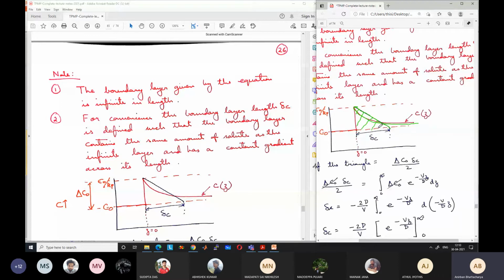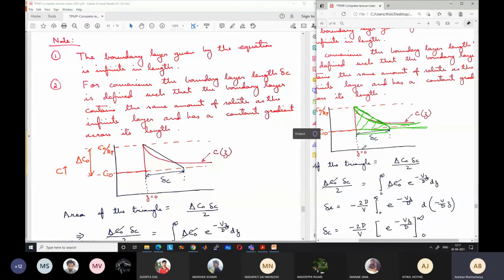So the extra solute in the boundary layer in real life is equal to the solute within the triangular boundary layer which we have artificially defined, and the length of this boundary layer is delta c. We have to find delta c by equating the volume of solute. So the volume of solute in the triangle is equal to the volume of solute in the infinite boundary layer. By equating this, we find the length of the artificial boundary layer, because we cannot just assume an infinite boundary layer in a real-life scenario for solving problems.